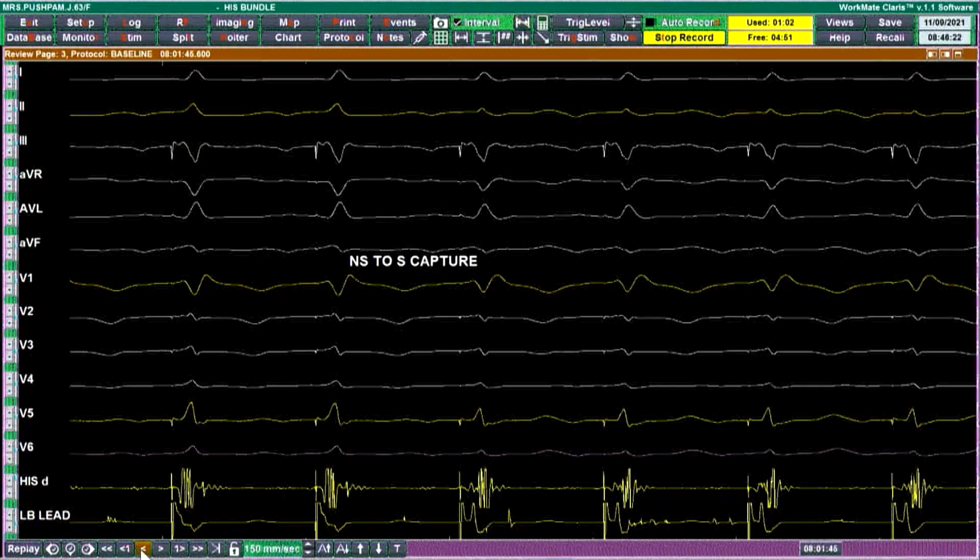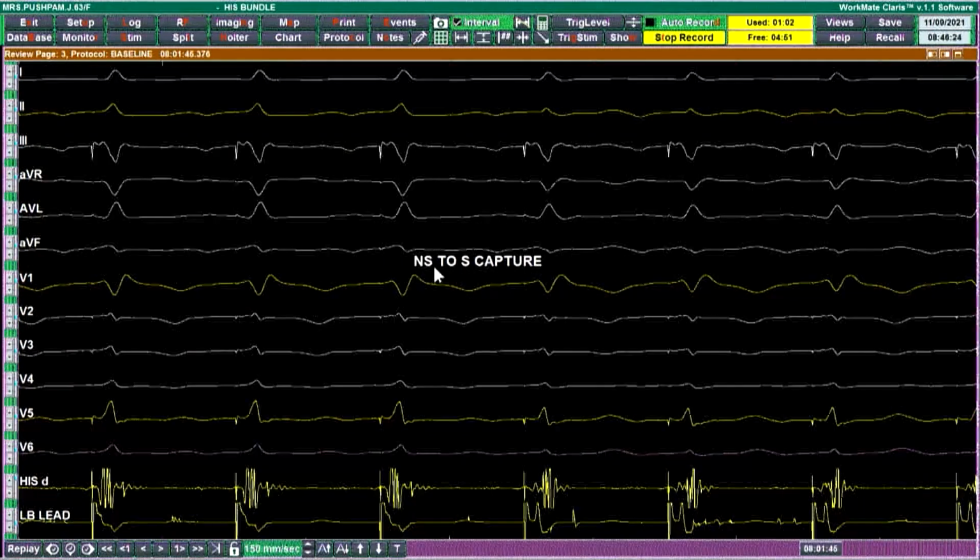You will be able to see a very small or no R in lead V1, and there is a big R dash in lead V1. So there is a QR pattern. In the local electrogram, there is a pacing spike immediately followed by a local ventricular electrogram. Just see the last electrogram, the LB lead electrogram.